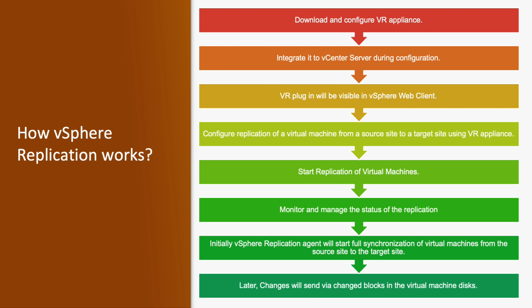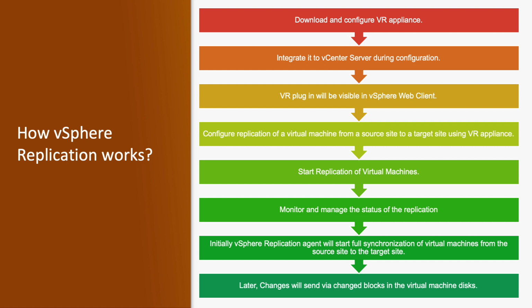How vSphere Replication works. To get the functionality, you'll have to download and configure the VR Appliance from the VMware vSphere site, and you have to integrate it to the vCenter Server during the configuration part. And the vSphere Replication plugin will be visible in the vSphere Web Client. Once you are logged into the vSphere Web Client, you have an option for vSphere Replication. Configure replication of virtual machine from a source side to target side using the VR Appliance. So whatever virtual machine you want to replicate from one side, you need to do the configuration. And once the configuration is done, start replication of virtual machines.